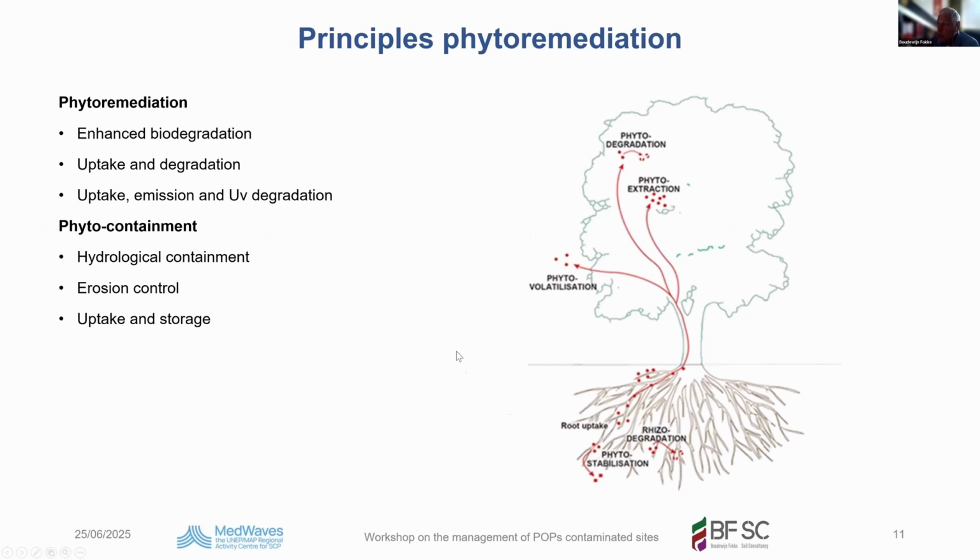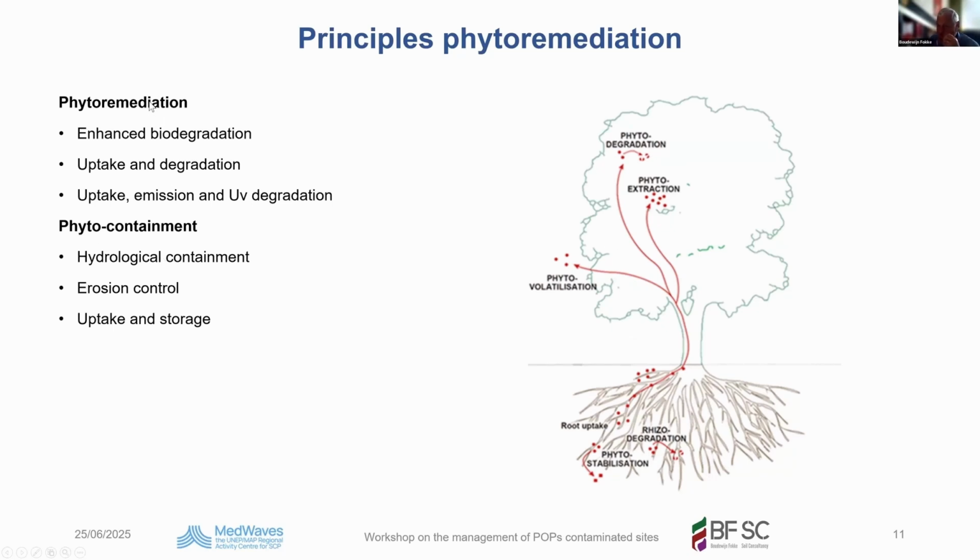Then we come to the principles of phytoremediation. Phytoremediation is enhancing biodegradation in the soil because of the activation of the biological life in the soil. Phytoremediation also is uptaking and degrading the contaminants in the plant. Another, which is also possible, is uptake and emissions and ultraviolet degradation, so by the sunlight. That's very specific. We did that for certain contaminants on a chemical factory.